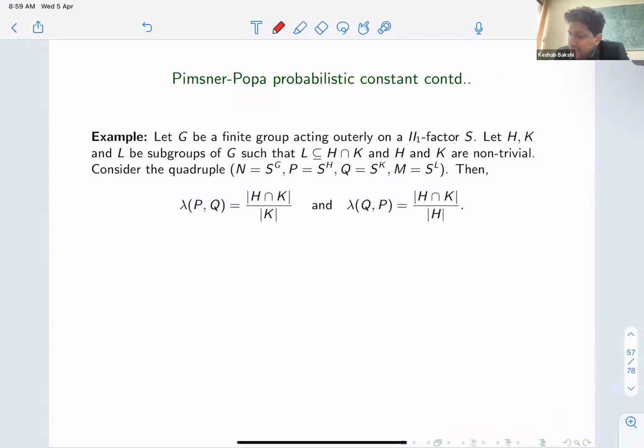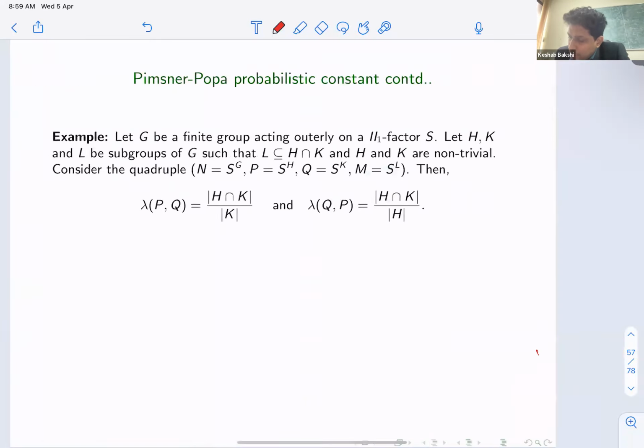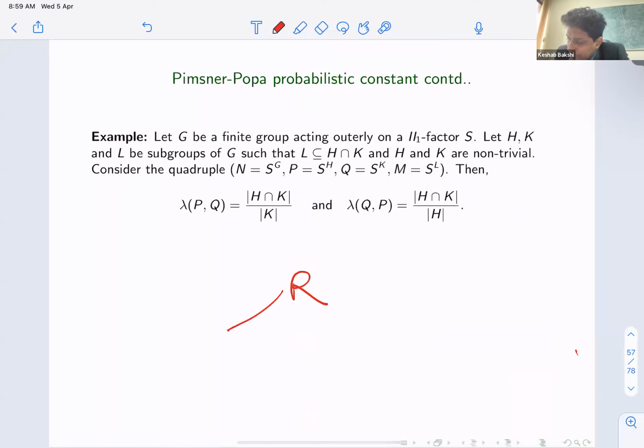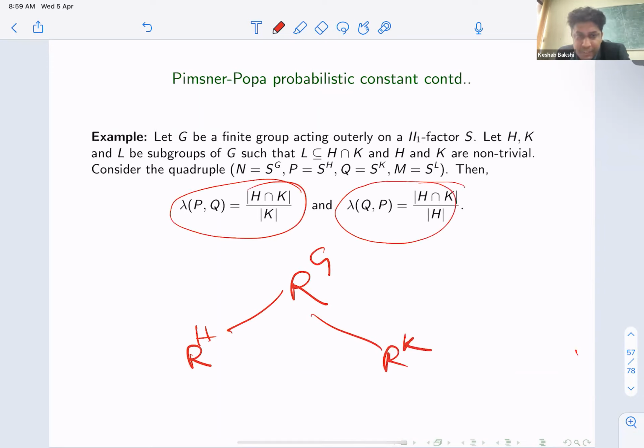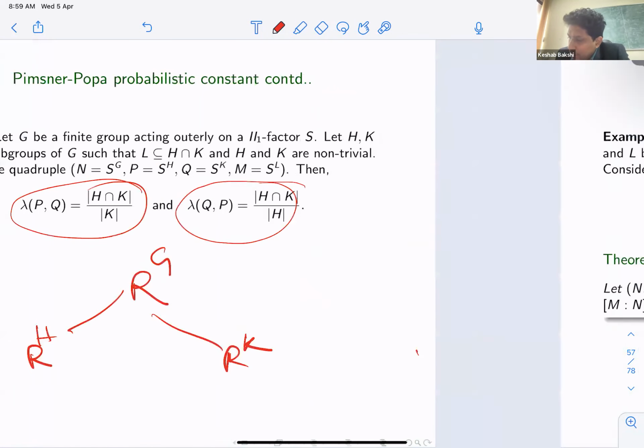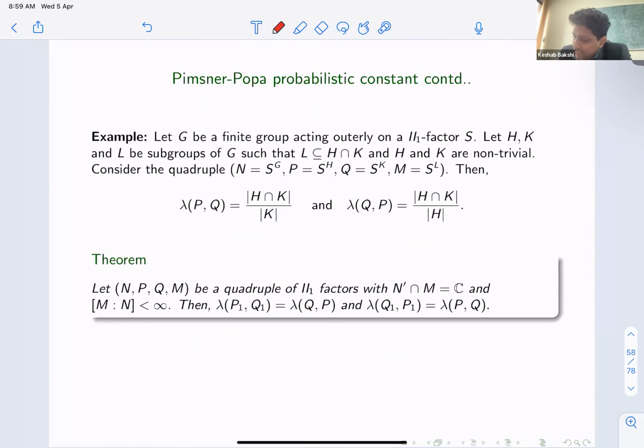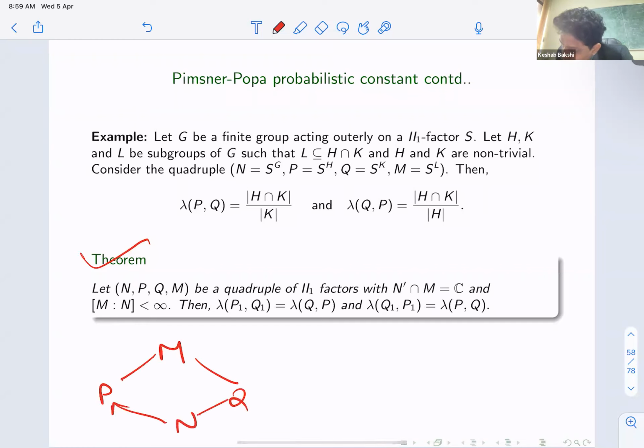And we can write this explicitly for a group and a subgroup. We have the hyperfinite II_1 factor R, and subgroups H and K of a group G. Then we can explicitly write the formulas of lambda PQ in terms of the formula I have given. So here is the thing. We have this quadruple, and from this quadruple we have a basic construction: this is P1, this is M1, this is Q1, and this is M.